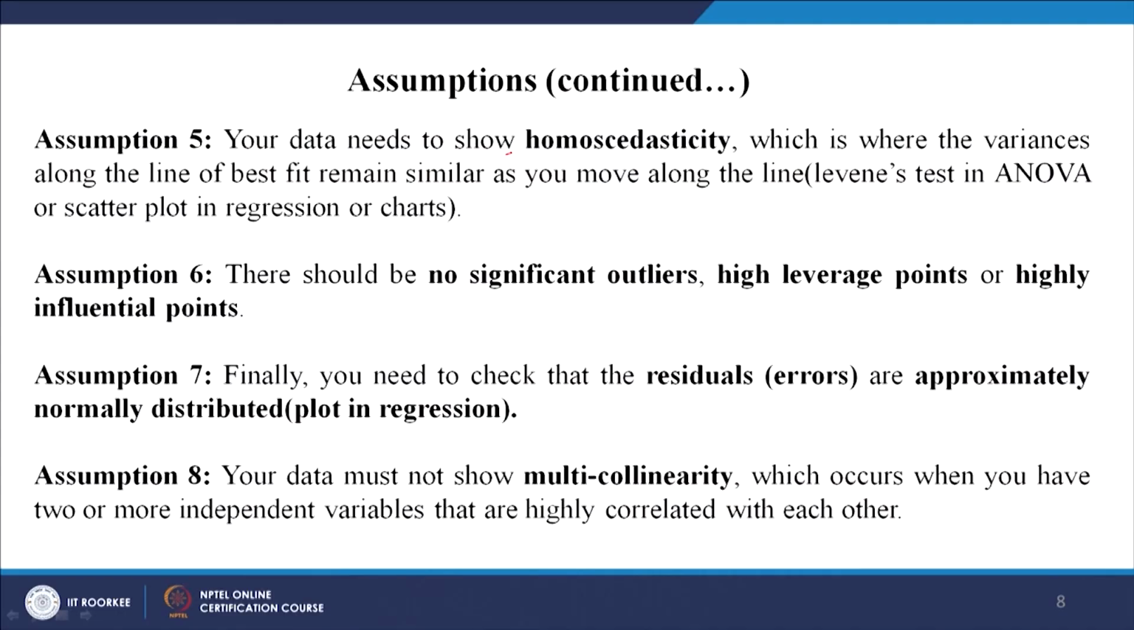Sometimes I have seen, and I have also mentioned in my class lectures, that this linear relationship actually improves when you increase the sample size. The data needs to be homoscedastic. This is also called homogeneity of variance. So, it should follow the assumption of homogeneity of variance, which is generally checked through a Levene's test, which I have mentioned here, or you can just check through a scatter plot in the regression or in the graphical charts.